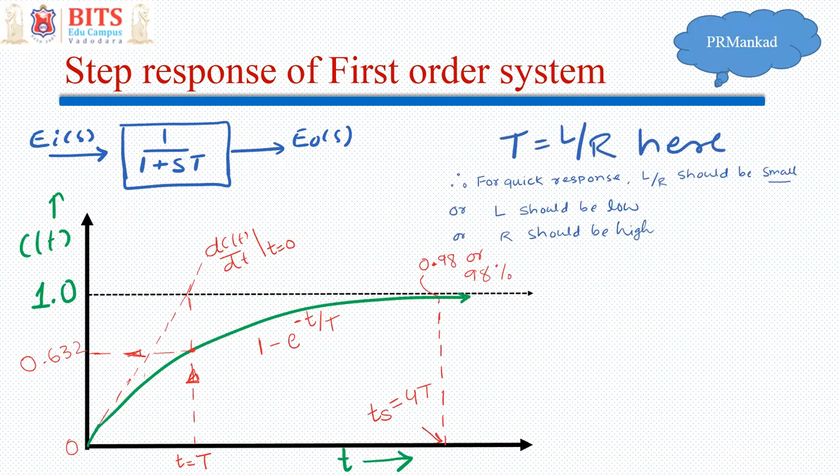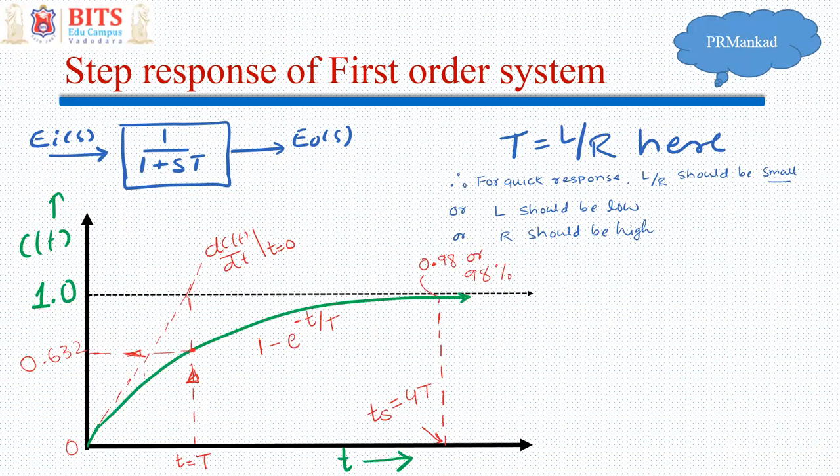So what is T over here? In case of the RL series circuit, we have seen in our previous slide that it is equal to L by R. L is inductance and R is resistance of the circuit. So if I want this system to be quick, the time constant should be less, and for that L should be low and R should be high. So this is how, if your response is not as per your choice, you can modify it, and you find out the parameters which are responsible for it.